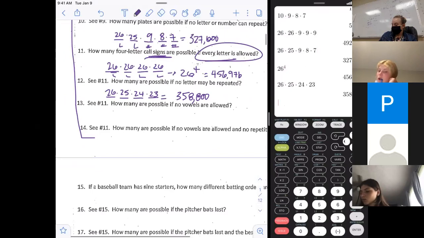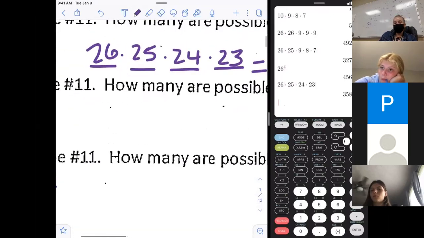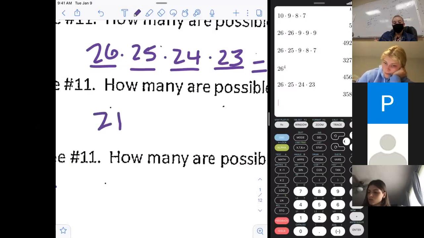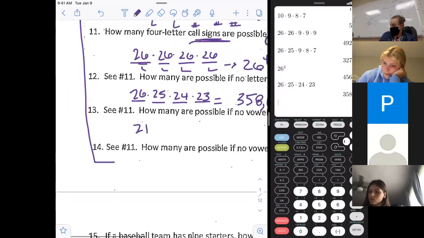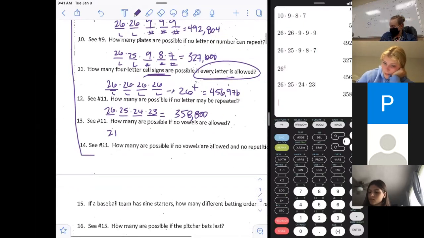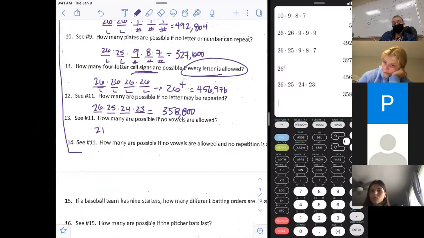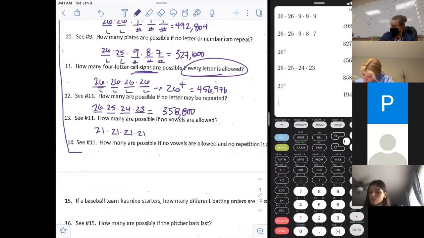The next one says, how many are possible if no vowels are allowed? Okay, I don't know what they teach you guys to be vowels anymore, but this is what I know vowel is: A, E, I, O, U. So I don't want any of those. There's just 5 normal vowels, so we're going to say that it's 21. Did it tell us about repeats or anything? It didn't say anything about repeats or any restrictions. It just says there's no vowels. So that means I'm going to do 21 times 21 times 21, essentially 21 to the 4th.